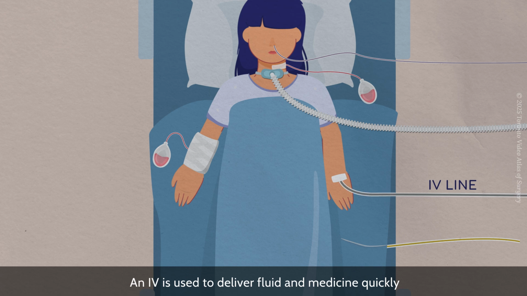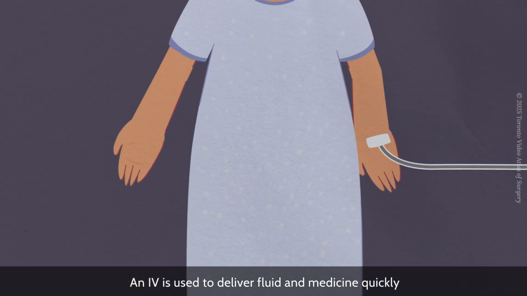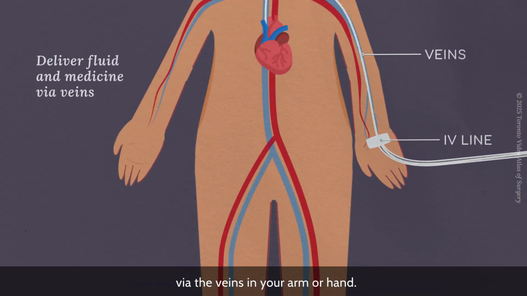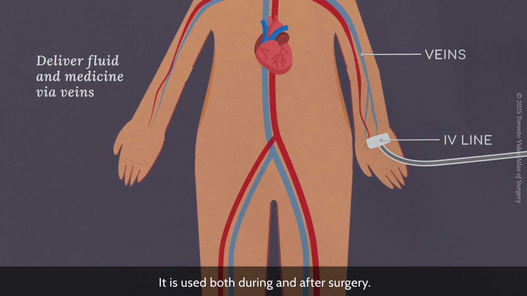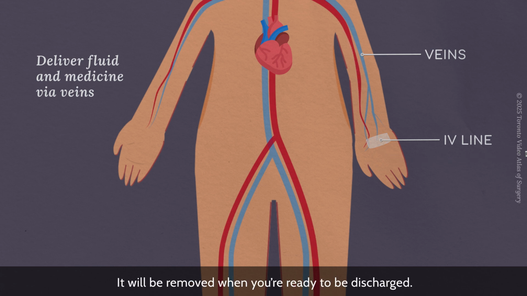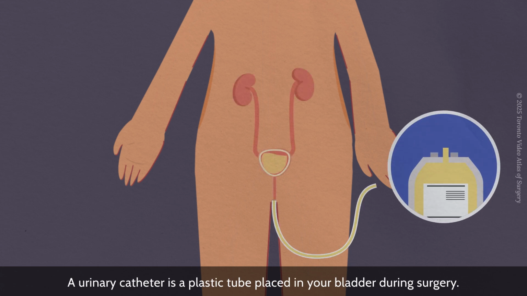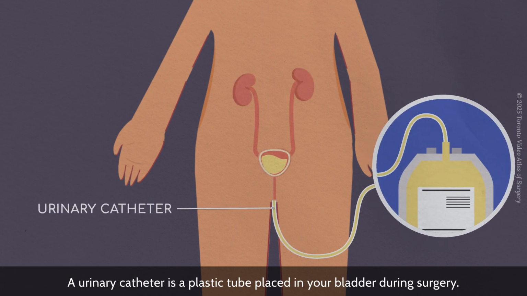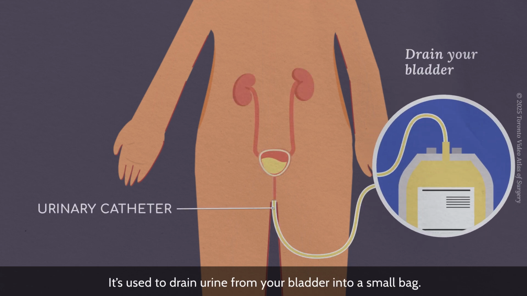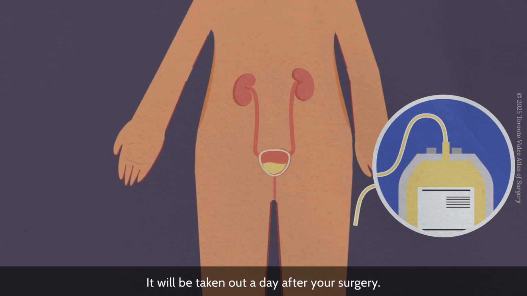An IV is used to deliver fluid and medicine quickly via the veins in your arm or hand. It is used both during and after surgery. It will be removed when you're ready to be discharged. A urinary catheter is a plastic tube placed in your bladder during surgery. It's used to drain urine from your bladder into a small bag. It will be taken out a day after your surgery.